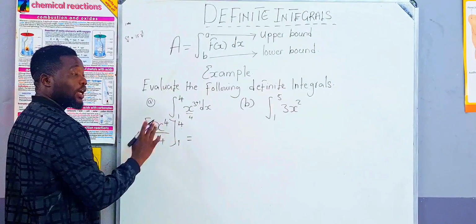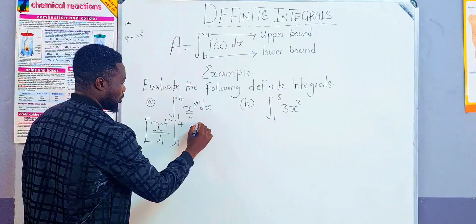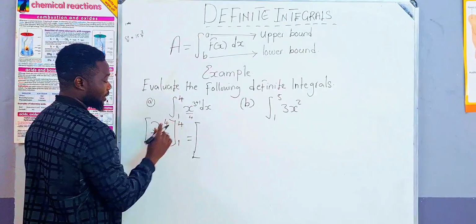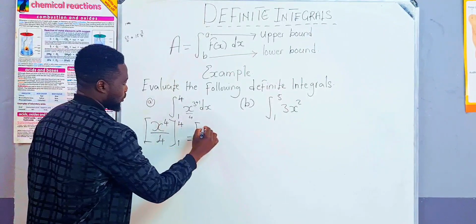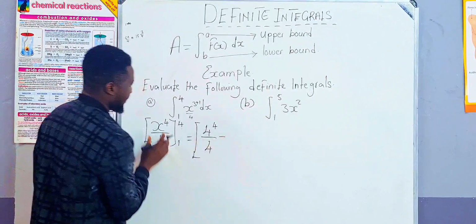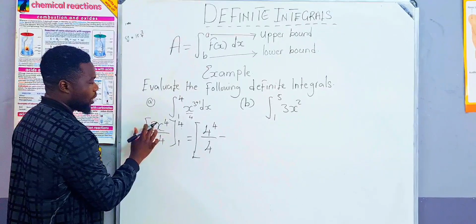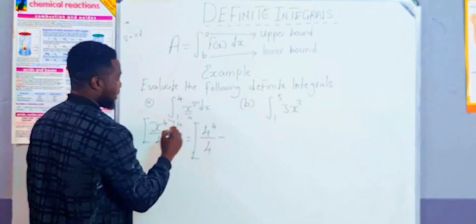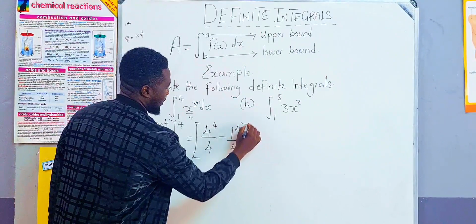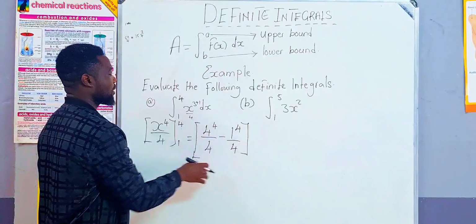Then what you are going to do now is substitute in the values. You open your brackets like this, and where there is x, you substitute 4. So it will be 4 to the power 4 over 4, then minus the same thing, where there is x you put 1, because it is the lower bound. So 1 to the power 4 over 4.